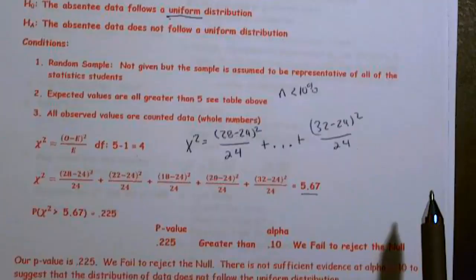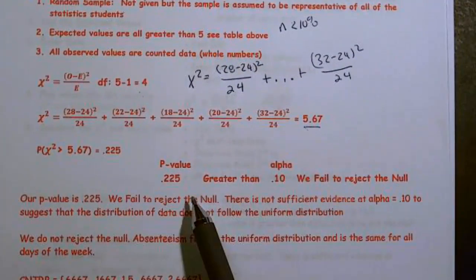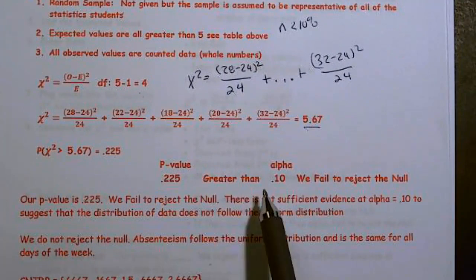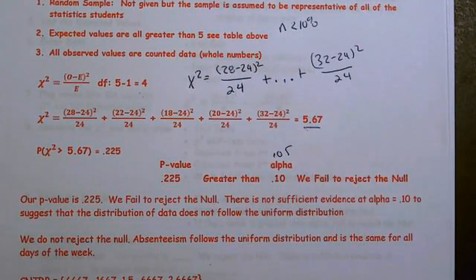Well, we're not assigned an alpha value, and I just randomly selected 10%. And 0.225 is greater than 0.10. Of course, normally we'd use 0.05 and we'd still be greater than that. But with it being greater, we're going to fail to reject the null. So our p-value is 0.225. We failed to reject the null.